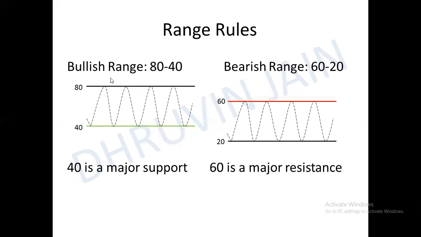In bullish range, let me continue. In bullish range, 40 acts as a great support, as I said before. Bearish range is nothing but when the price is in a downtrend. Bullish range is nothing but when the price is in an uptrend. In bearish range, 60 acts as a great resistance, and in bullish range, 40 acts as a great support.